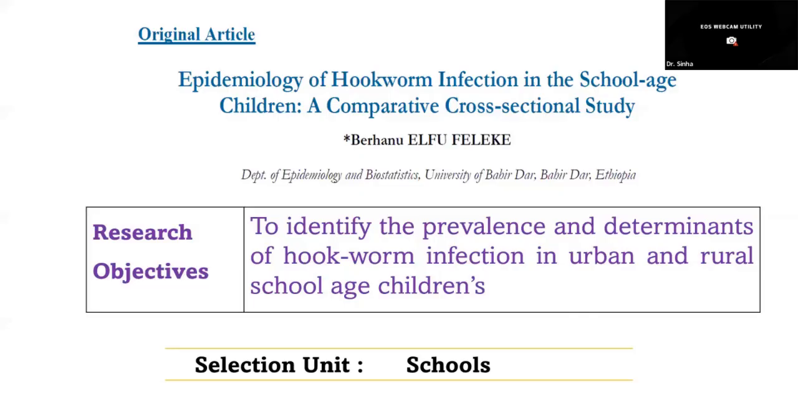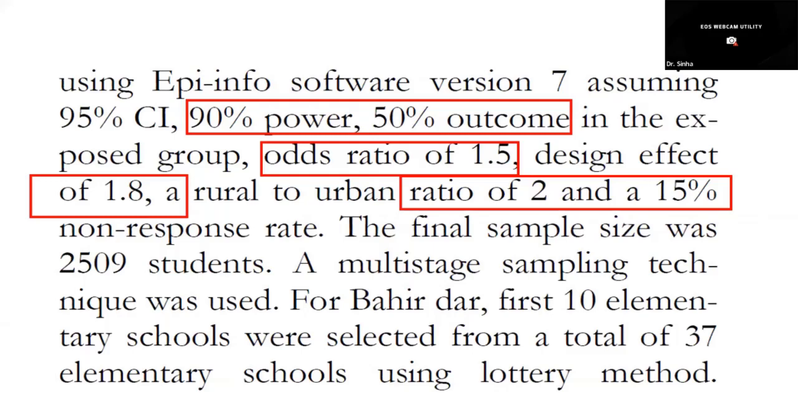See this question. The title is the epidemiology of hookworm infection in school age children, a comparative cross-sectional study. So it's a comparative cross-sectional study, and you have two groups. You have to identify the prevalence and determinants of hookworm infection in urban and rural school age children. So the selection unit is schools. Now, the author has written 90% power and 50% outcome in the exposed group, odds ratio 1.5, design effect of 1.8, and a rural to urban ratio of 2, and a 15% non-response.